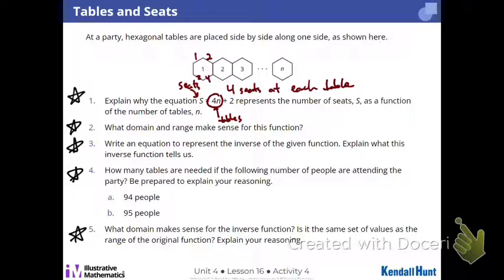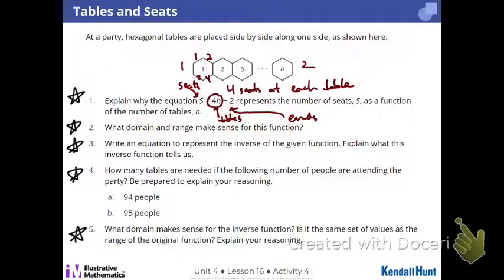Okay, then what's up with that plus 2? Because if you have a big row, there's always going to be 2 points. Yeah, 1, 2, the ends, right? So that's where they're getting the total number of seats. 4 at each table plus the 2 at the ends. No matter how many tables there are, there's only 2 on the ends. We good? Everybody understands the function?